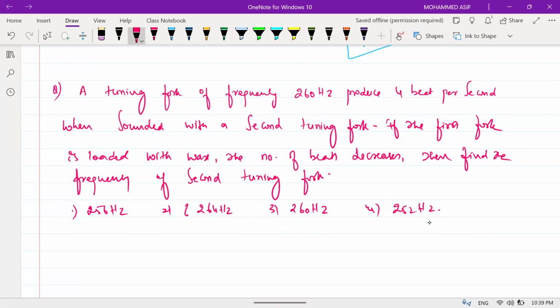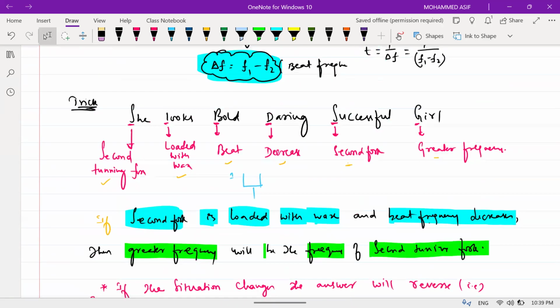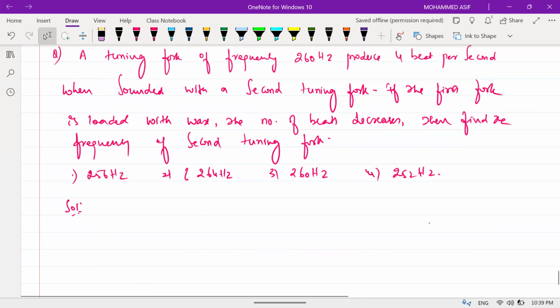Okay. So as I told you, beta, first fork is loaded instead of the second. So the answer will be reverse. Isn't it? Yes, sir. The trick, what I told you, is that when the second tuning fork is loaded and beat is decreasing, then the second fork will be the greatest frequency. Now here it has been changing.